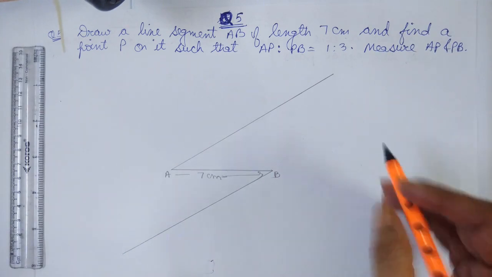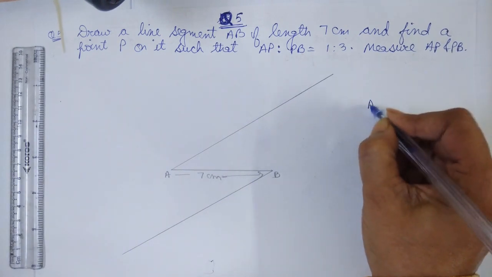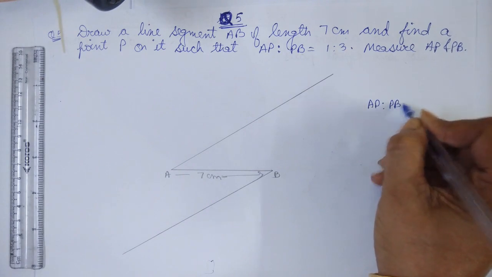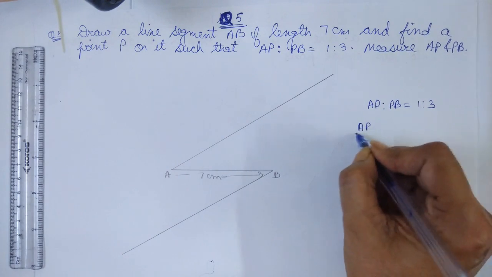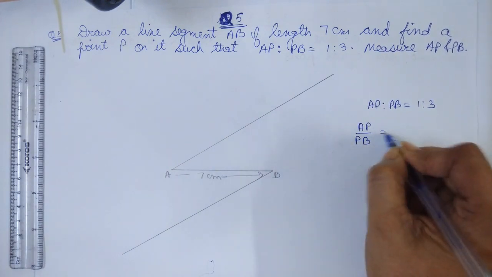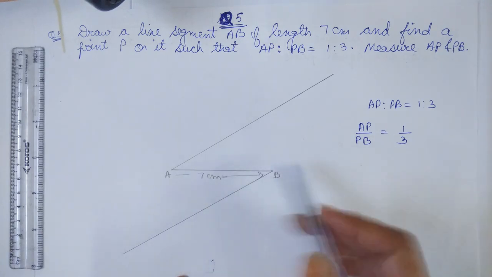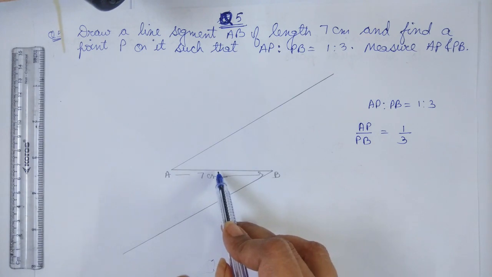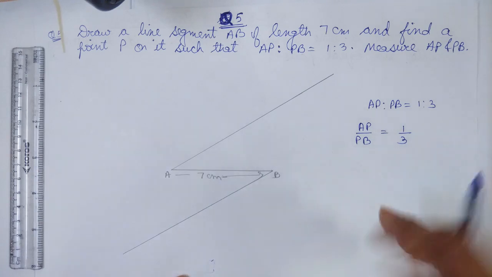Now what will you do? Look here, AP ratio PB is given 1:3. So this part we can write it like this also: AP upon PB equal 1/3. So what does it mean? That we are dividing this whole line, there should be some point P, with AP ratio PB as 1:3.